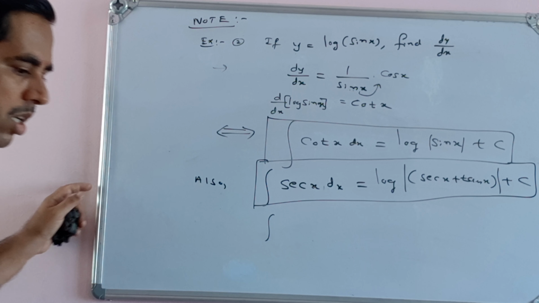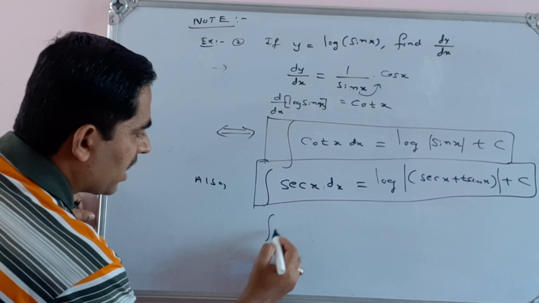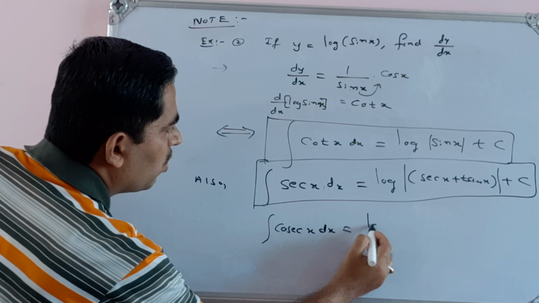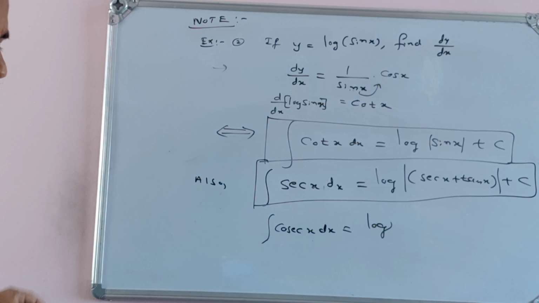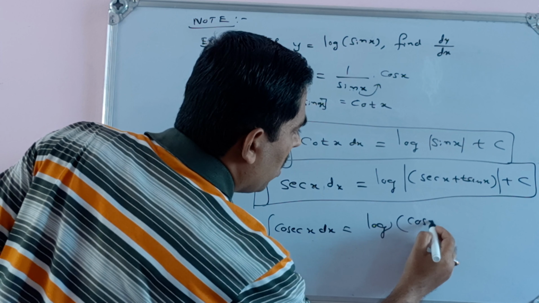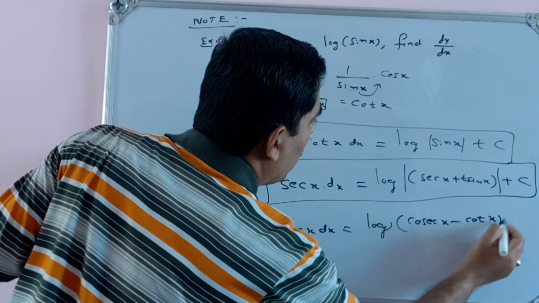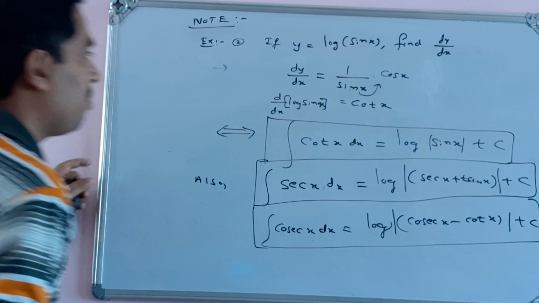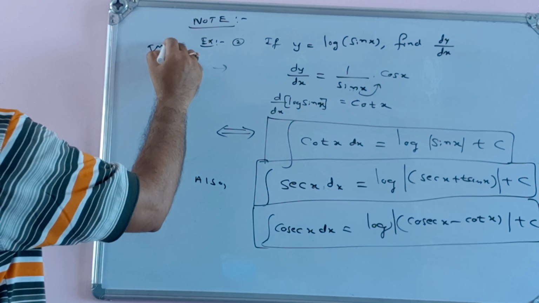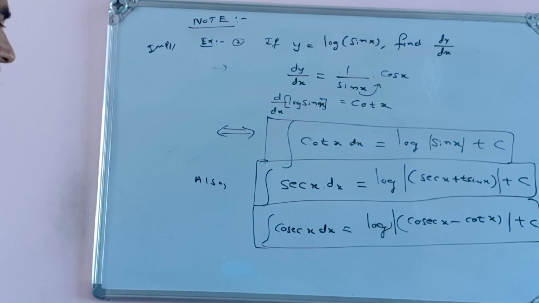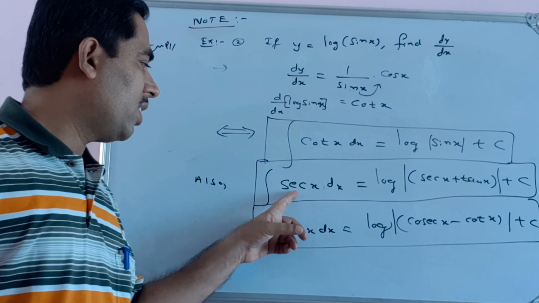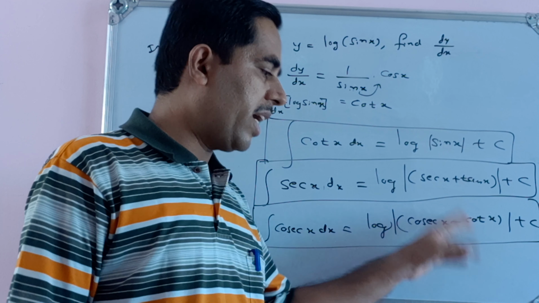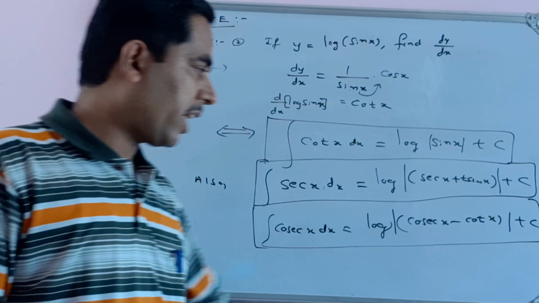Then similarly, we can note down the results. Integration of cosecant x gives me log of cosecant x minus cot x. See, we have deduced 4 important results. You have to note down all these important results in your formula list: integration of cot x, integration of secant x, integration of cosecant x. Integration of cosecant x gives me log of cosecant x minus cot x plus c.